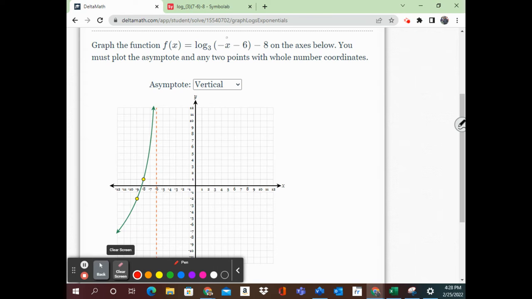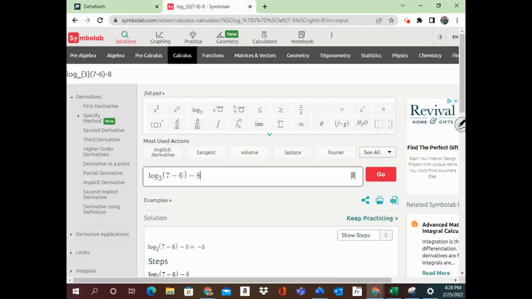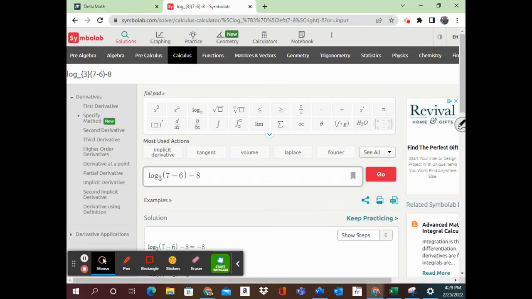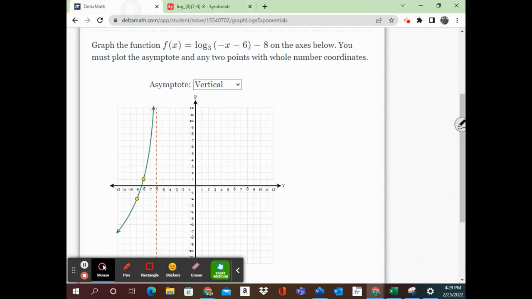So the first number I'm going to try is the first number on the left hand side of the asymptote. So right here I have -7. If I put in -7 for x, it's going to give me a 7, which in turn is positive. So I'll end up with 7 minus 6, right? And as I go to my calculator, you see what I have on the screen, log of 3, 7 minus 6 minus 8 is going to give me a -8. So that's my first point I want to plot. I want to go to -7, -8, right? Because I know that's a point on this graph.